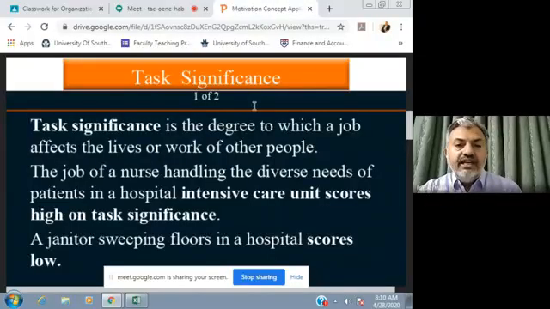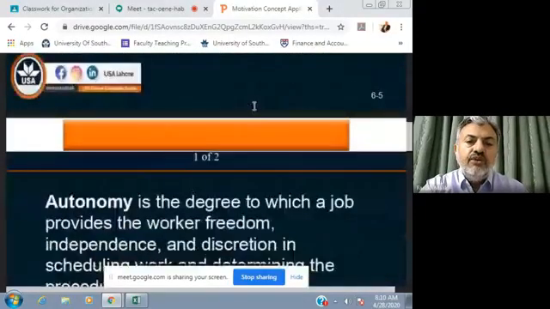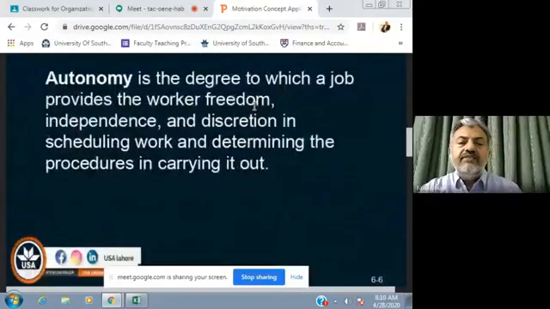A janitor, on the other hand, who cleans your office floor, a janitor sweeping floors in a hospital, scores low, because all day he has just one task, that he cleans the floor, and the people who walk on those floors feel good because the floors are clean. So the task significance is not so important, and it is not impacting the lives of other people.